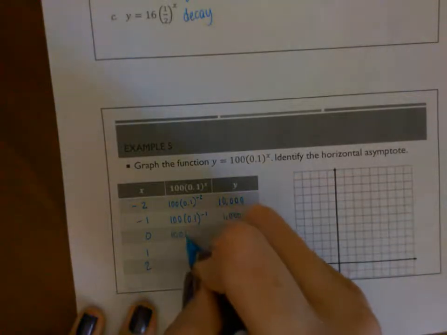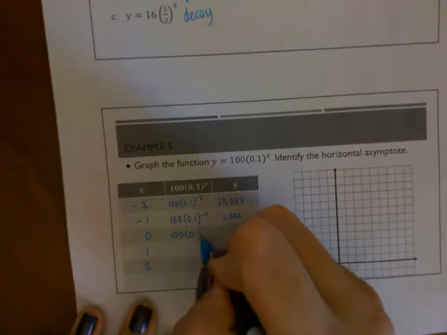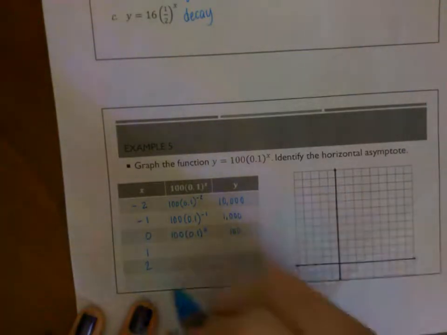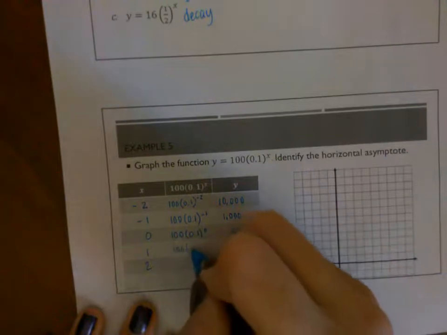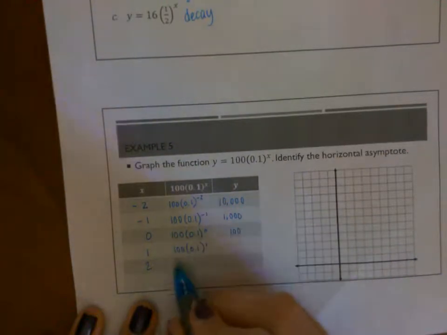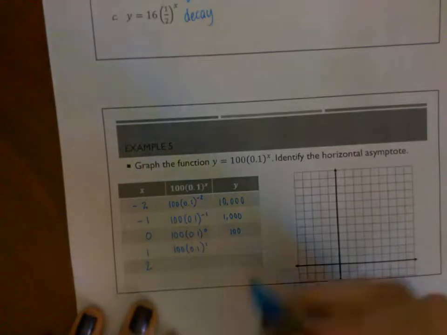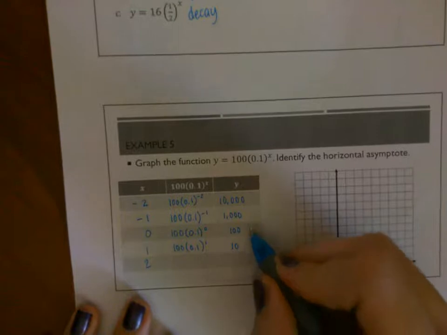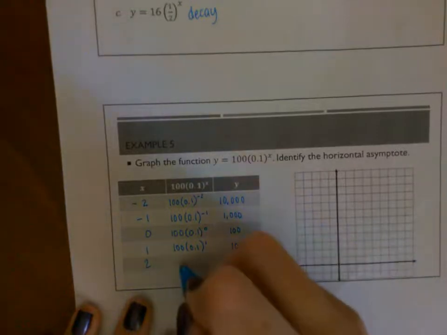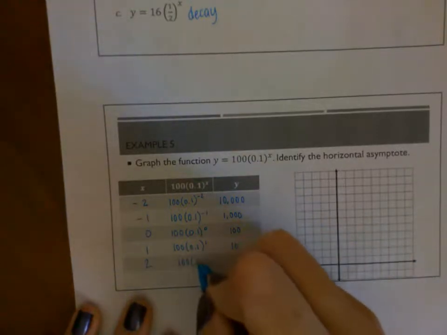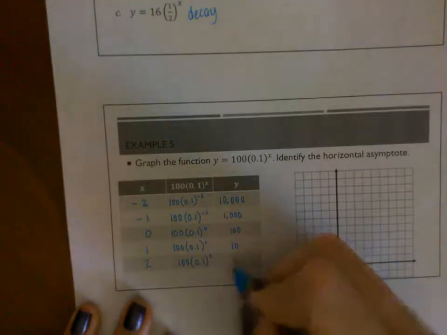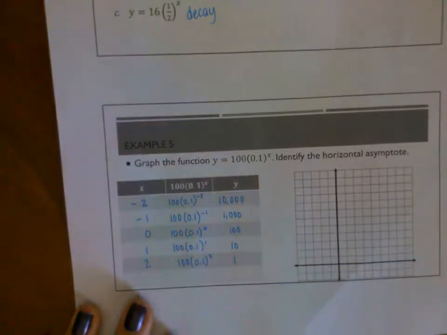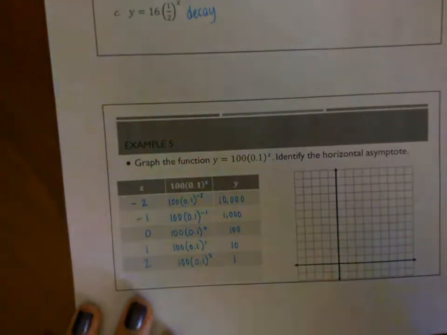0 is pretty easy. Anything to the 0 power is what? It's 1. So that would just be 100. Then I've got 100 times 0.1 to the first. So that'd be like 100 times 1/10. So that would give me 10. And you should be seeing a pattern happening here. Each time we're dividing by 10. So by the time I get down to here, I should be at 1. This is 1 over 100 now because it's squared. And so that would be, when I do 100 divided by 100, I get 1.